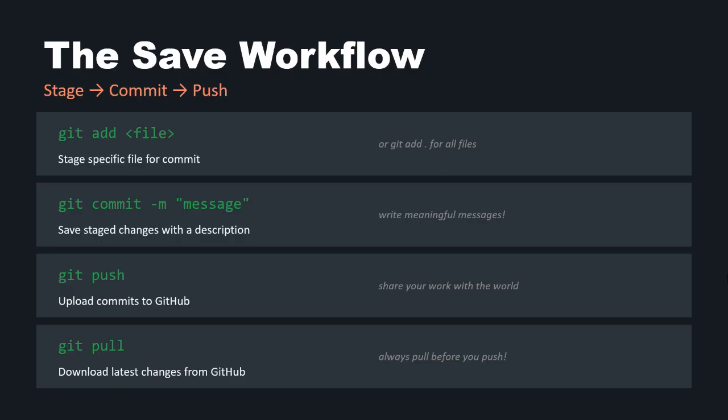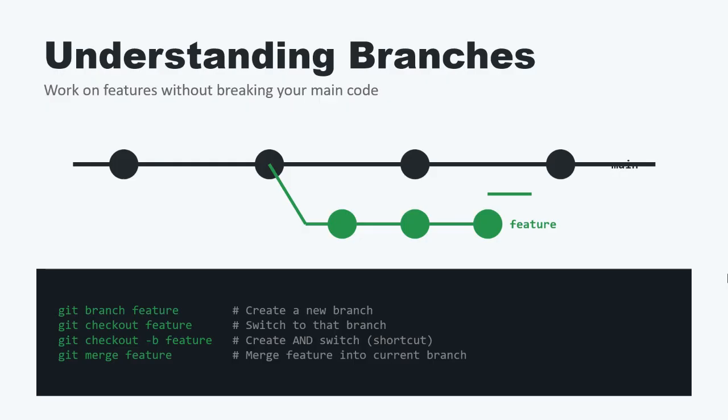So when you want to make a commit, you have git add to stage your changes, git commit to save staged changes with a description, and then you've got git push to upload to GitHub and pull to get the latest changes from GitHub.